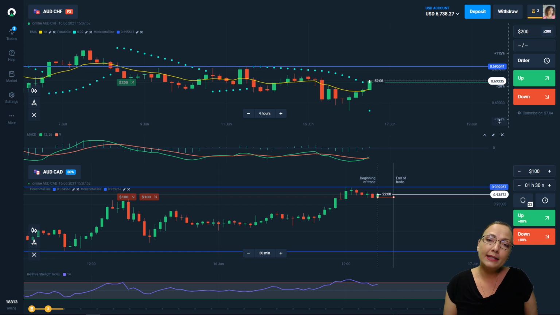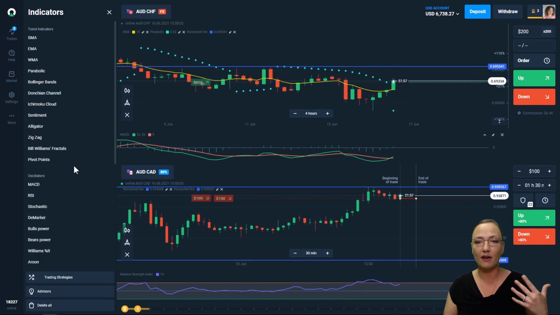Now, why did I enter these trades and how did I choose my indicators? This is a good question, because indicators are divided into two main parts. We have trend indicators, and we also have oscillators, which are also referred to as momentum indicators. Trend indicators are going to help us identify, as I already mentioned, the direction of the trend and the strength of the trend, as well as reversal points.